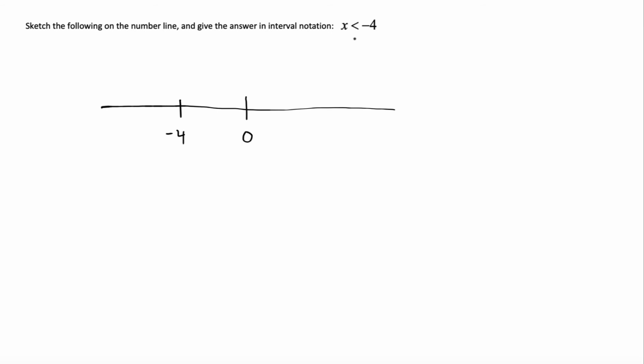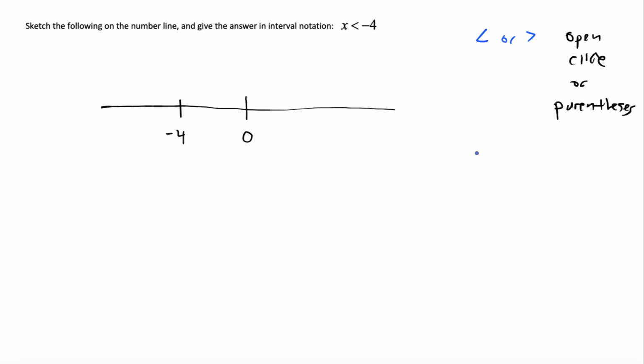Now we see that it's strictly less than. Remember, whenever we have a less than or a greater than symbol, then that means we're going to use a closed circle. I'm sorry, an open circle. We can also use a parentheses.